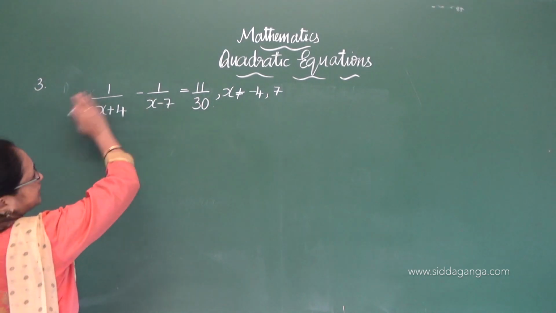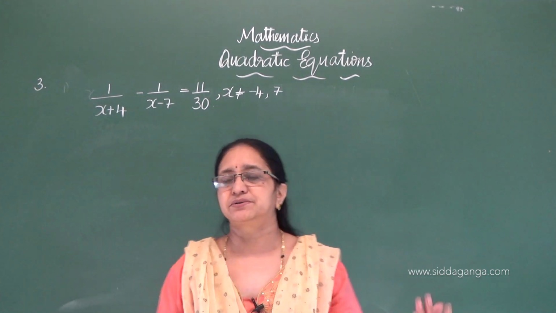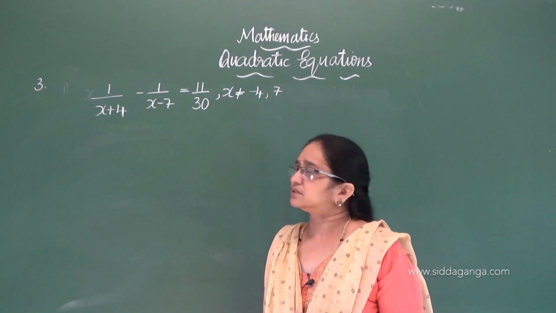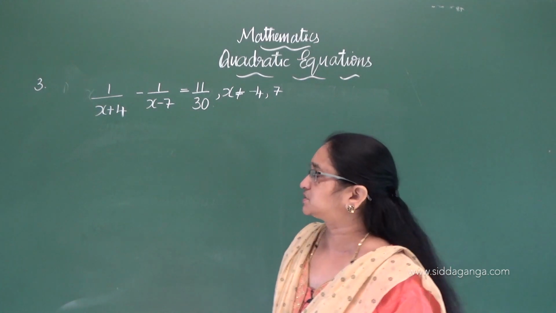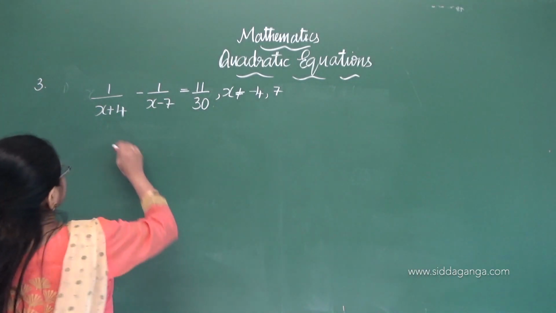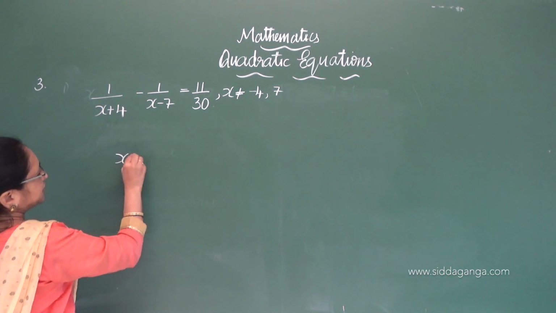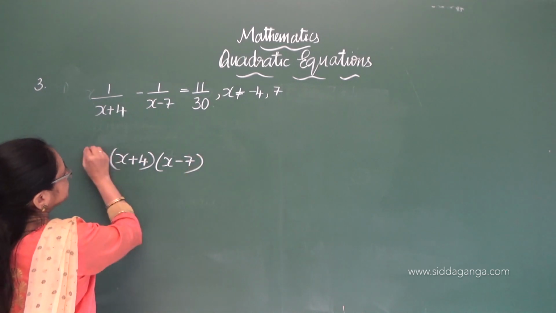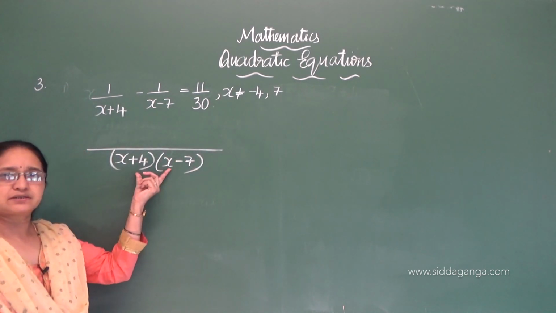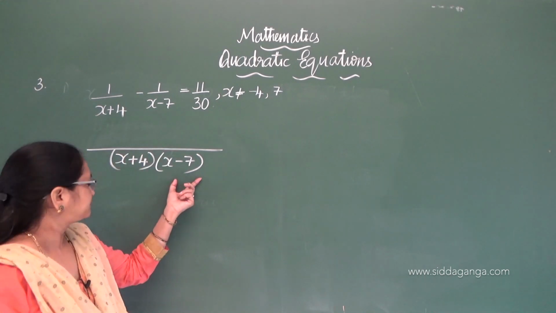Now when the question is like this, see, the first one was simpler compared to this one, but once you convert this into the standard form of quadratic equation, then it is easy. So how to convert this? So for that, first let us take LCM. So you know the meaning of LCM. So in the denominator you are going to take x plus 4 and x minus 7.